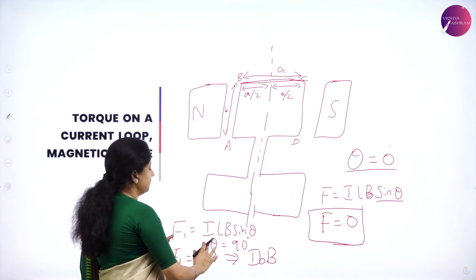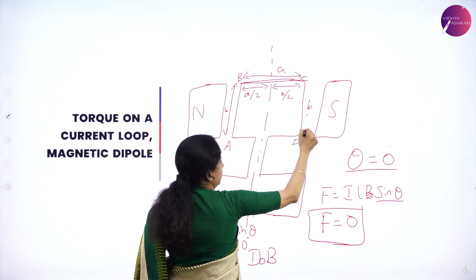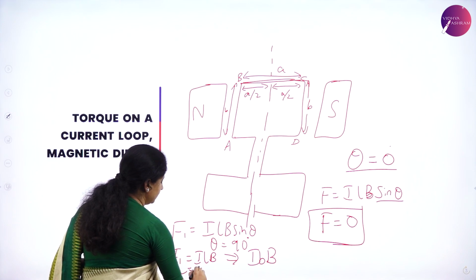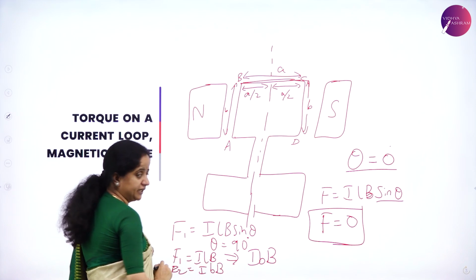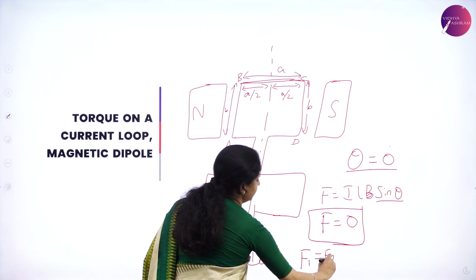Let us similarly apply the same thing to this arm, that is CD. So again it is having a length B. So we get the same expression, that is F2 is equal to IB into B. So from this we'll get to know that F1 is equal to F2.